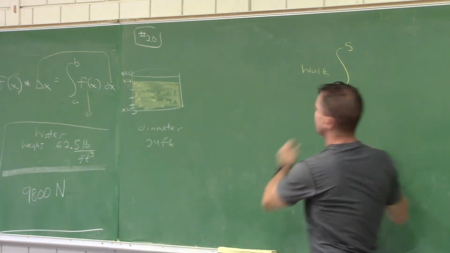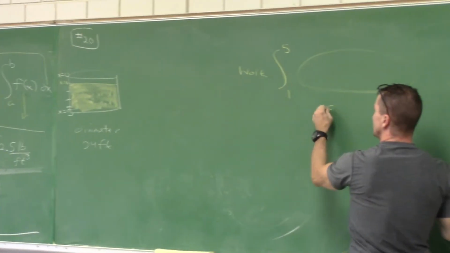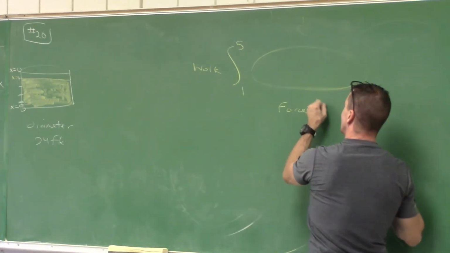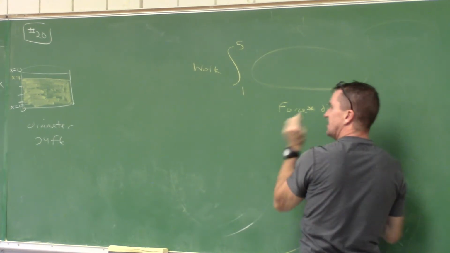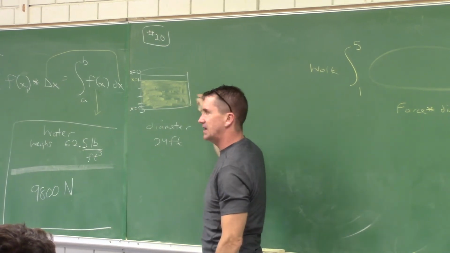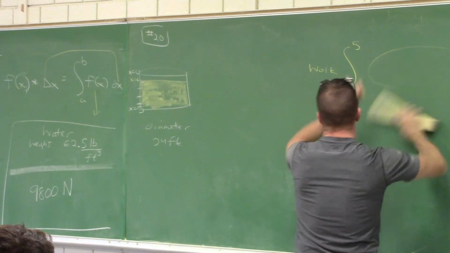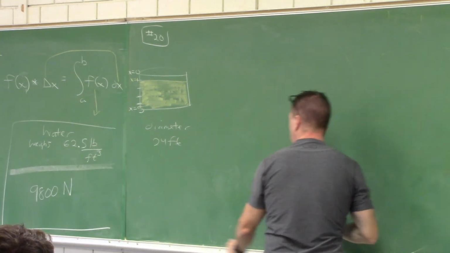Now the hard part is this chunk, which I don't think you're going to find hard. I'm going to come up with this what? Remember, this is force times distance, but it changes at different places in that swimming pool, right? The force acting here is different than the force acting here. So before I write this, I'll come back to this.